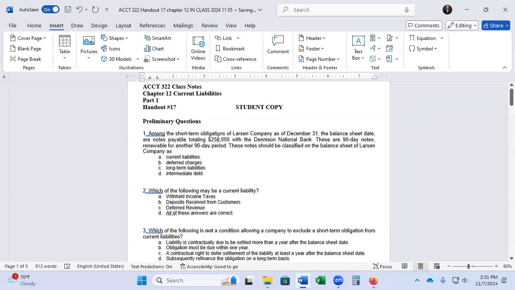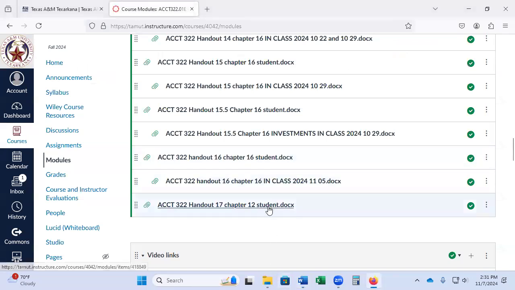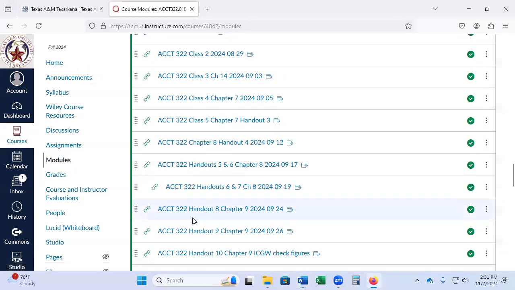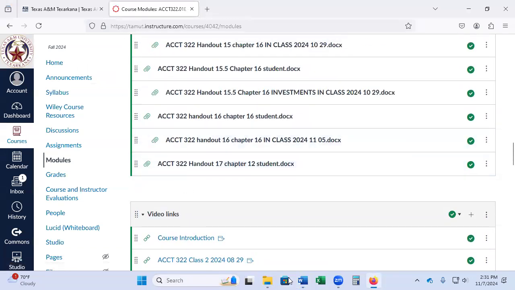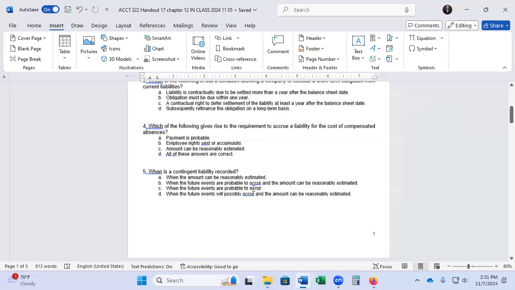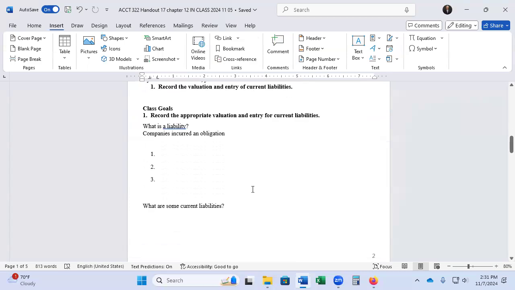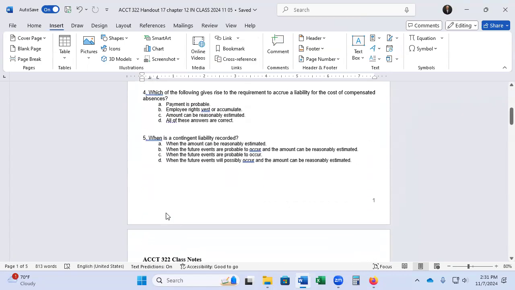So we're doing handout 17 that is located in our class notes. And just know I swapped the first pages, so your page maybe looks like this one, but it's the same thing. It'll have the preliminary questions on page 2.